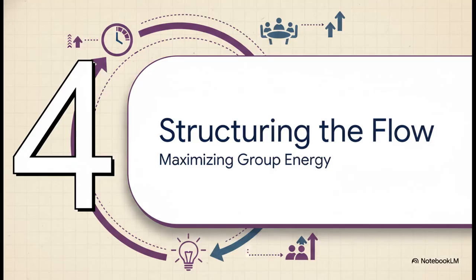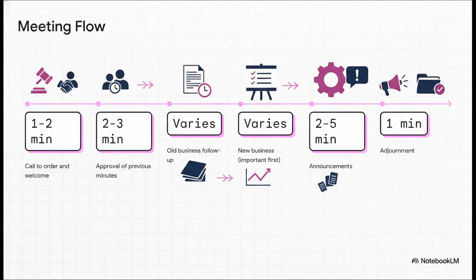Which brings us to section 4, structuring the flow. So a formal meeting actually follows a highly effective chronological flow. You kick off with a call to order. Then you tackle old business, basically following up on things from the last time you met. Then comes the new business.